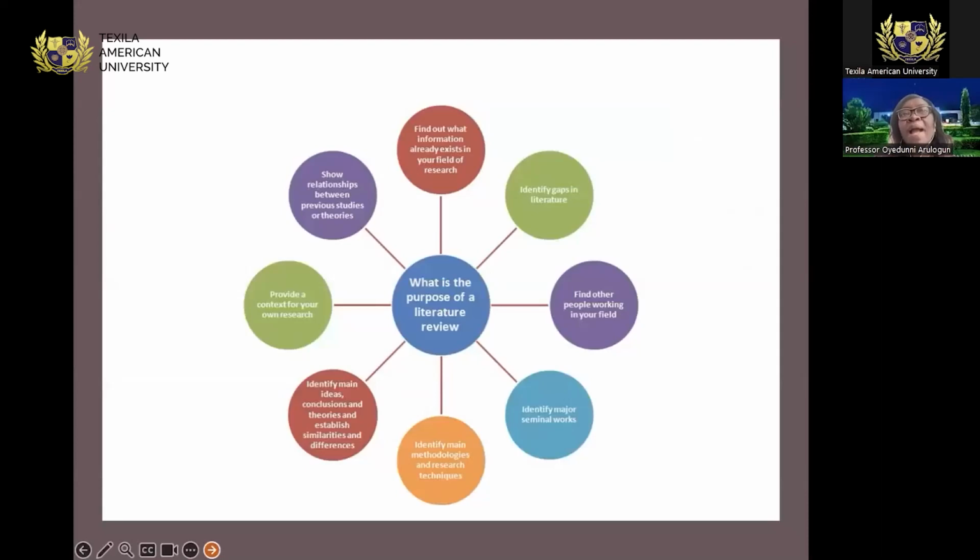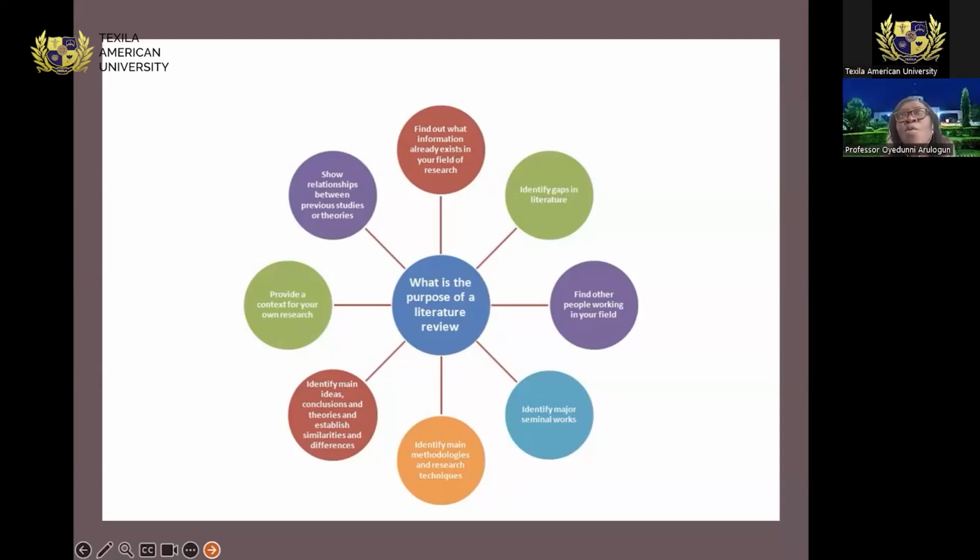And so why do we need to do the literature review? One, the literature would help us to find out what information already exists in the field of research. Sometimes when you take people's thesis, the first question you ask yourself is, what is new? What is this person contributing? So literature review will help us to identify the information that is existing, and from the existing literature, we'll be able to identify the gaps.